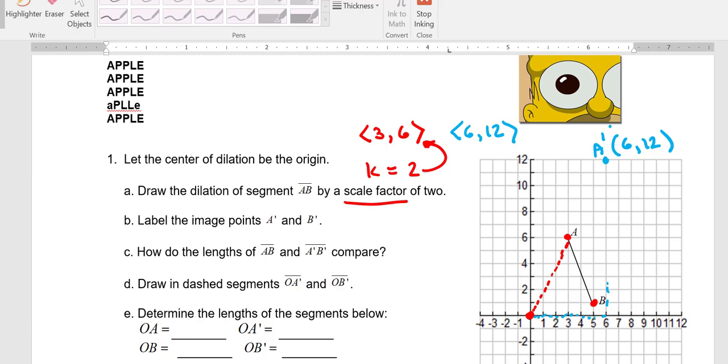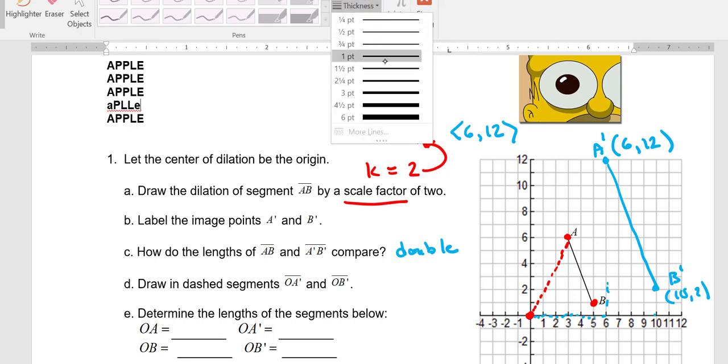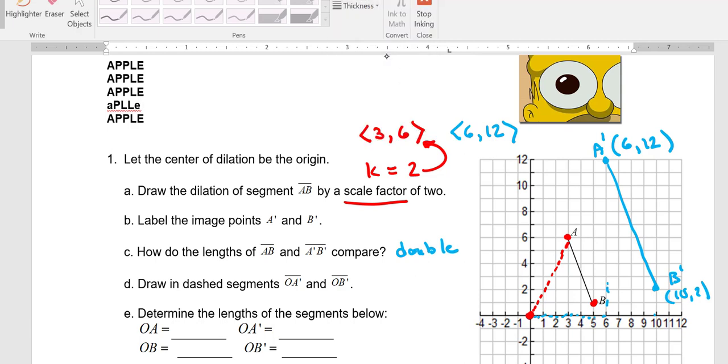Likewise, I can do the same thing with B prime, and what you're going to end up with is 10, 2 for my B prime, doing the exact same thing. Then if I draw a line connecting A prime, B prime, hopefully you can see that that line segment is going to be twice the length, or double the length, of the original. And if you want, you can calculate it using the distance formula, but for now I'm just going to tell you that that is double.